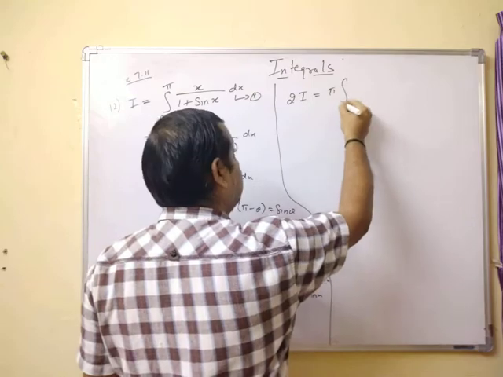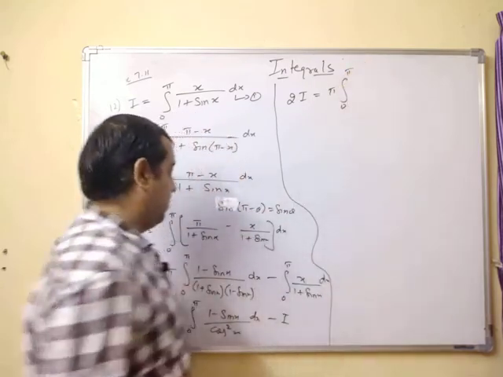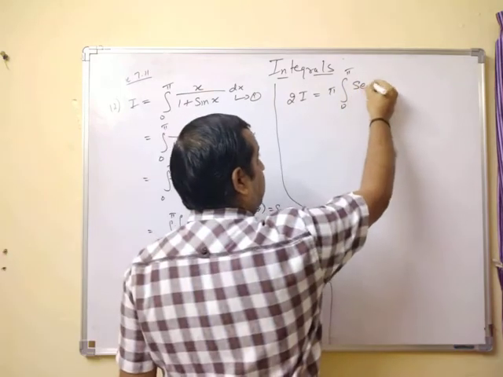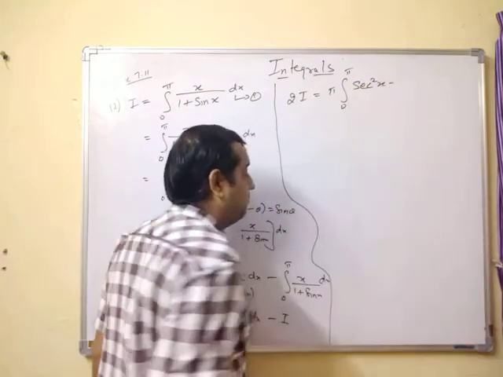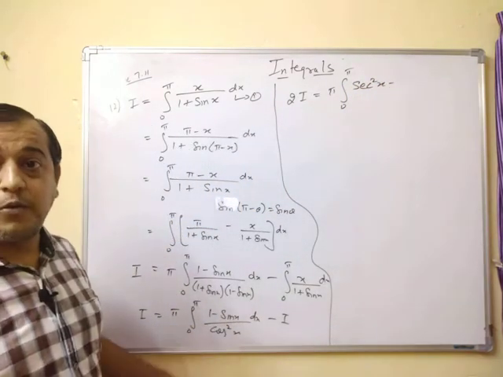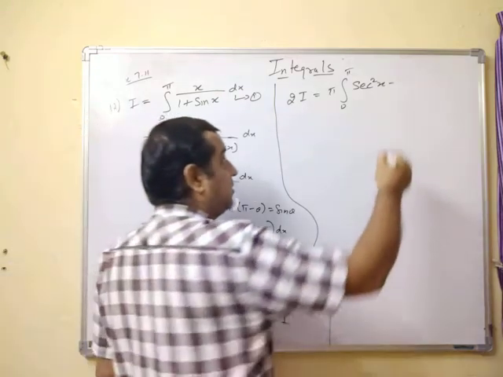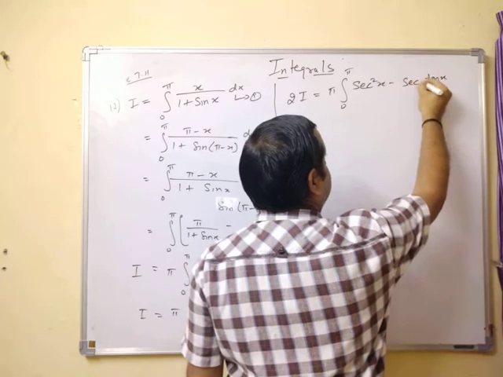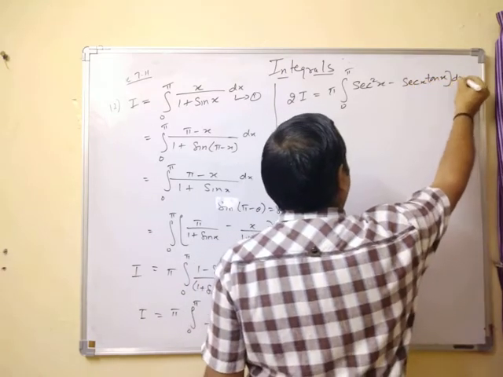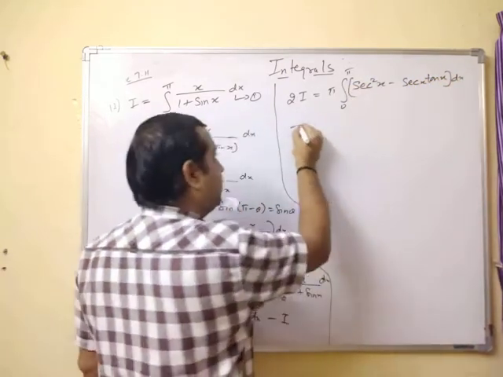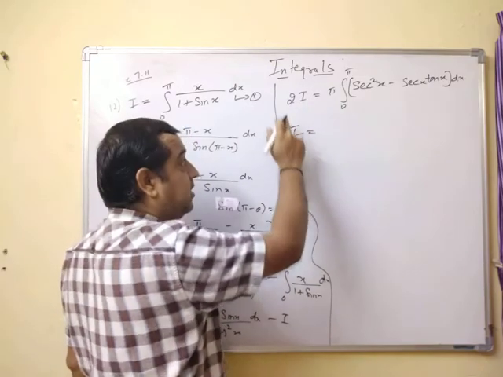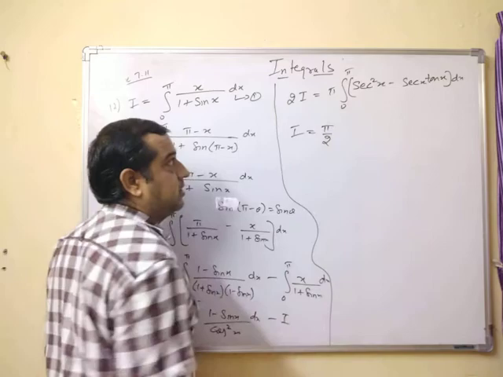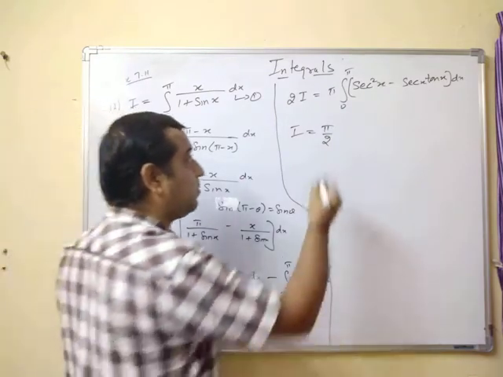pi, integral from 0 to pi, 1 upon cos square x. Separating the terms, we get sec square x minus sin x upon cos square x. Sin upon cos is tan and 1 upon cos is sec. This gives you I is equal to, here it was 2I, now I am writing I. So this 2 comes down here. You get pi by 2.